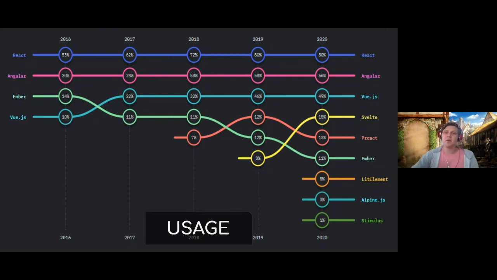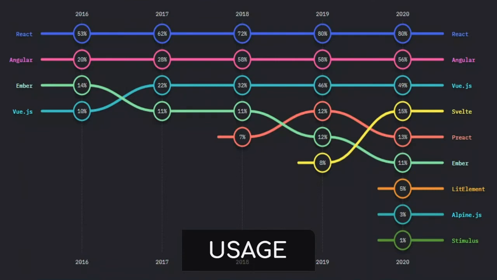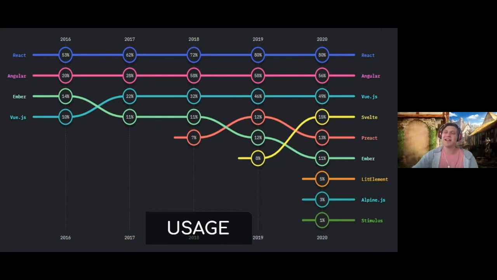In this slide, however, we can see that while React's user base steadily increased from 2016 throughout to 2020, the same cannot be said for Angular. Angular had a steady growth until 2018. However, the growth started to stagnate in around 2020.